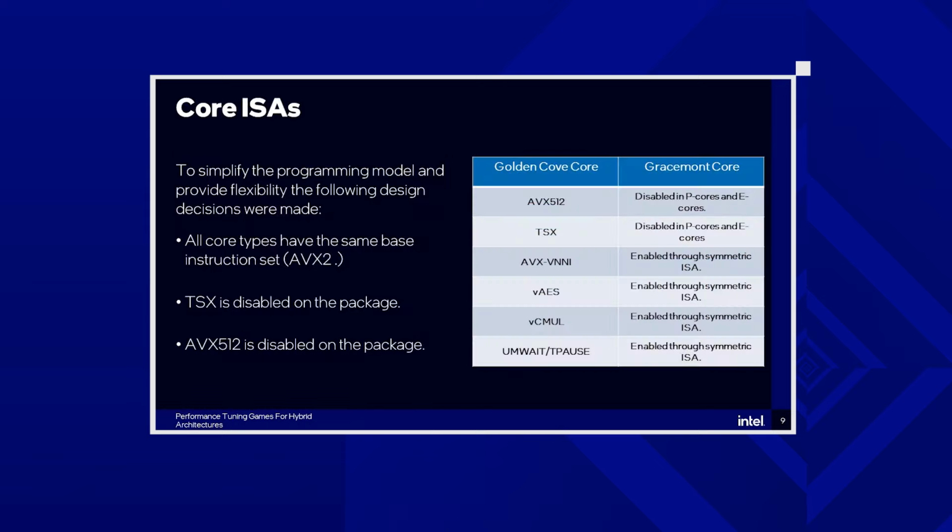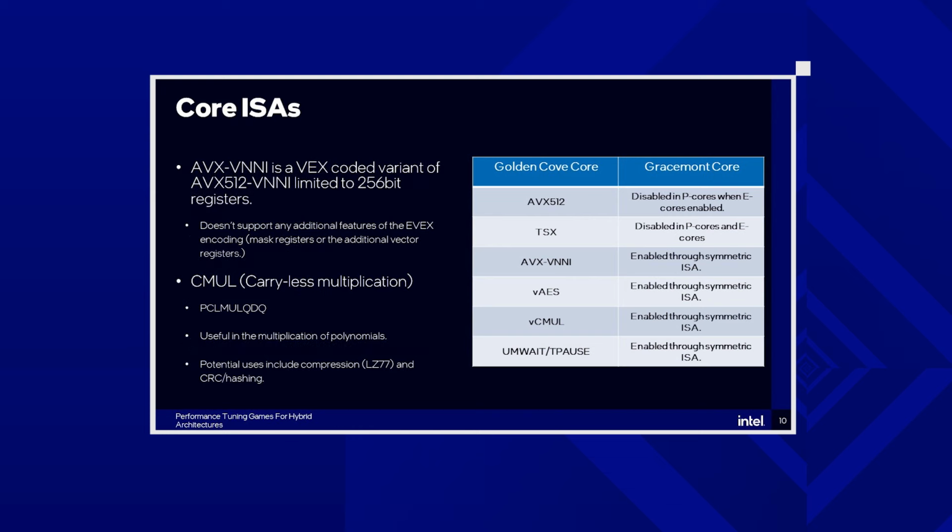So let's talk about core ISAs a little bit. To simplify the programming model and provide flexibility, we made a few design decisions. All core types have the same basic instruction set: SSE, AVX, AVX2. TSX is disabled on the package, as well as AVX 512. And you should note that if you try to use one of these instructions, you'll get an illegal instruction exception.